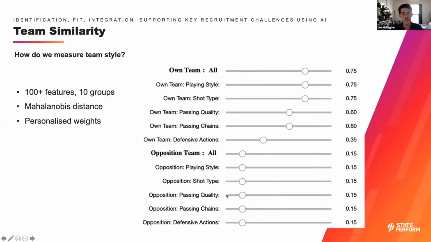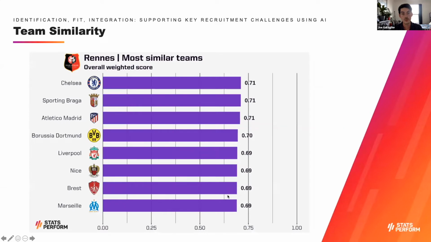And so using this custom weighting of the styles that we just showed, these would be our 8 most similar teams stylistically to Rennes across the 10 European leagues that we've chosen. We've got Chelsea, Braga and Atletico as the top 3 teams with about 71% similarity. This is on a scale of 0 to 100%, where Rennes are pretty much going to be the only team that have 100% similarity to themselves, who have been excluded there.